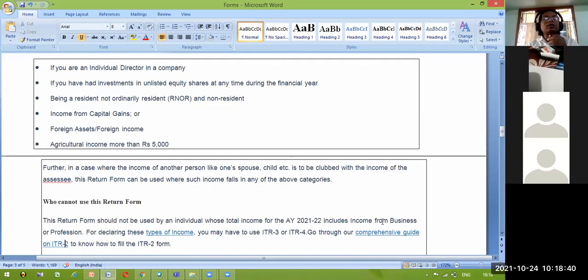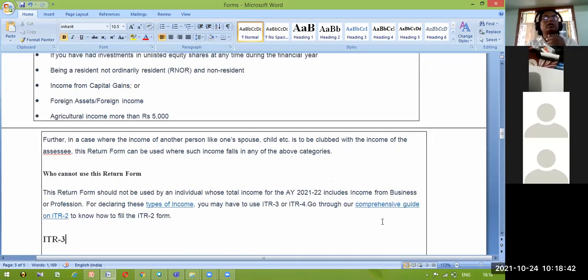And what is here? Let us see, something else is given here. Further, in case where the income of another person, like spouse, child, is to be clubbed with the income of the assessee, this return form can be used when such income falls in the above categories. See, you are an assessee and your income includes income of your spouse or income of your child.